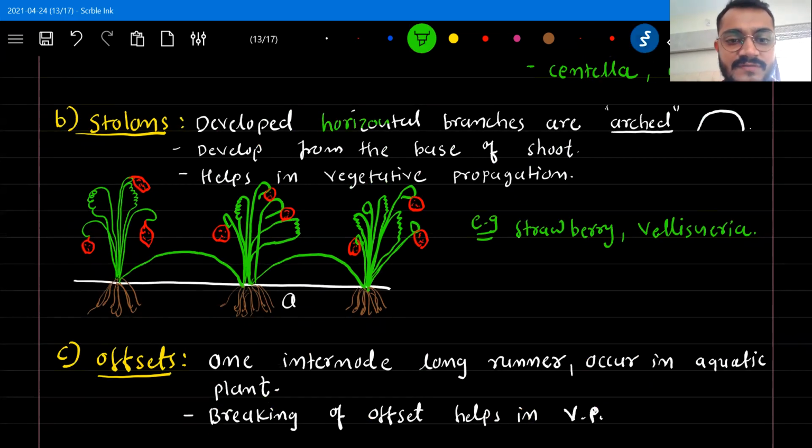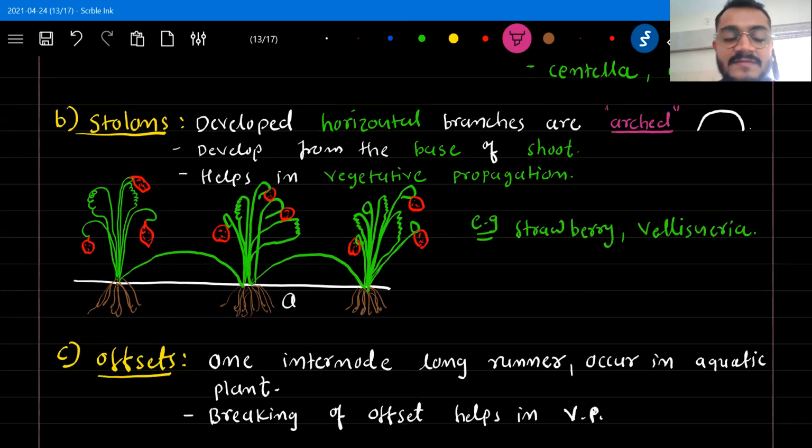The most important thing is these horizontal branches, and then from the base they will develop the shoot, and this is how they will help in vegetative propagation. And the most important thing is that it has the arched shape.